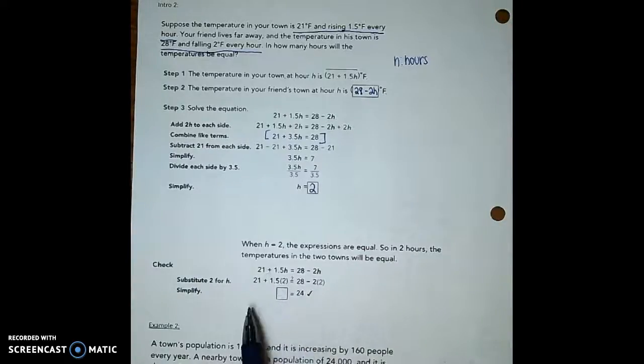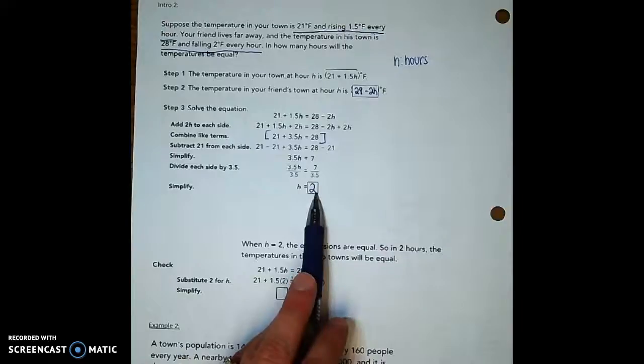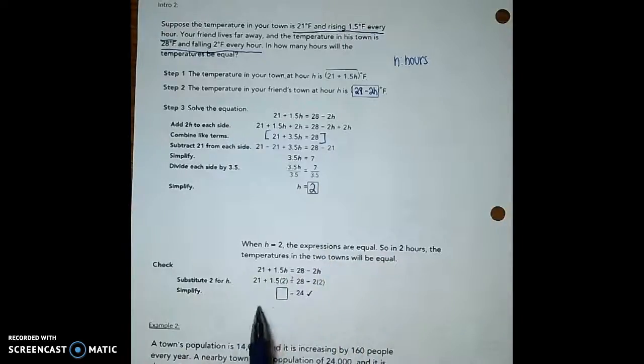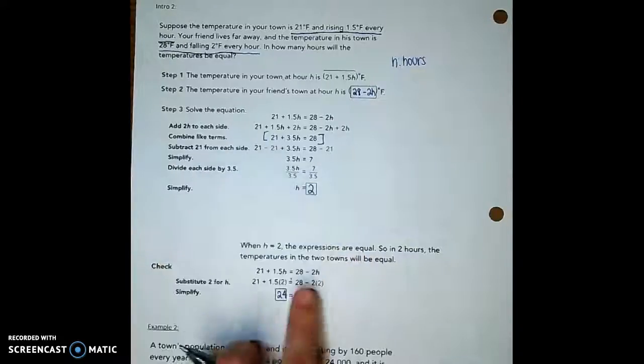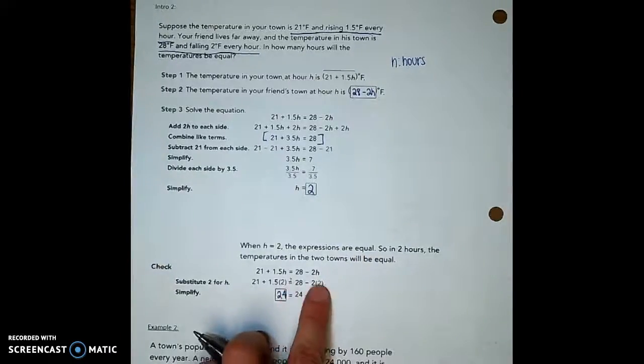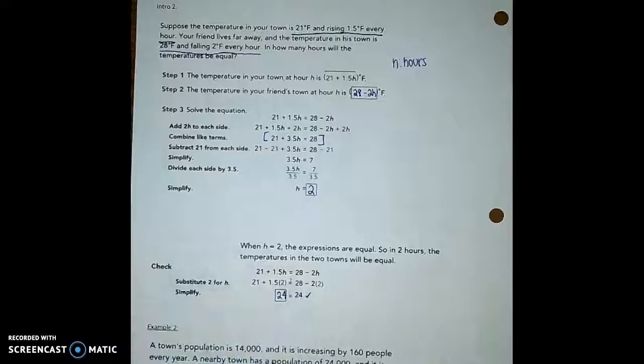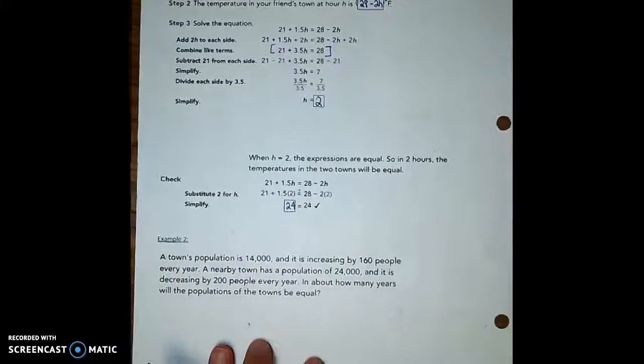Now when we're checking our work, again, what we do is replace anywhere we see H in our equation with 2. So I take 21 plus 1.5 times 2, and then 28 minus 2 times 2. When I take 1.5 times 2, that gives me 3, plus 21 would give me 24. And on the other side, 2 times 2 gives me 4, 28 minus 4 gives me 24. So I know that both sides are going to be equal. So let's look at our very last example together.